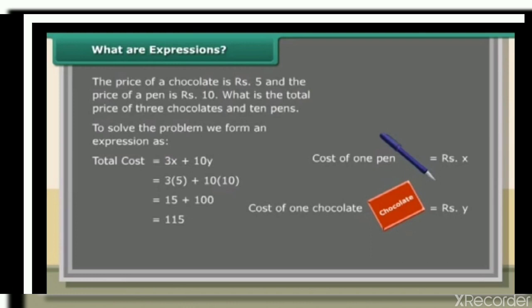Now the price of 1 chocolate is rupees 5, so we will substitute x equal to 5. And the price of 1 pen is rupees 10, so we will substitute y equal to 10. So it will be 3 into 5 plus 10 into 10, which is equal to 115.